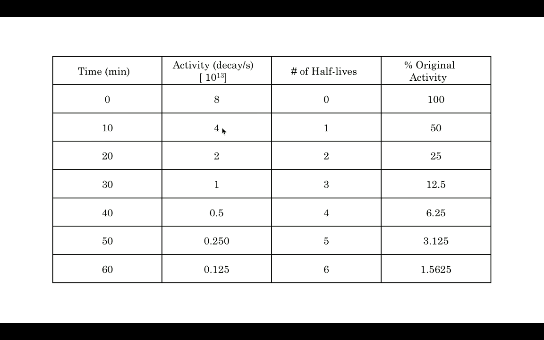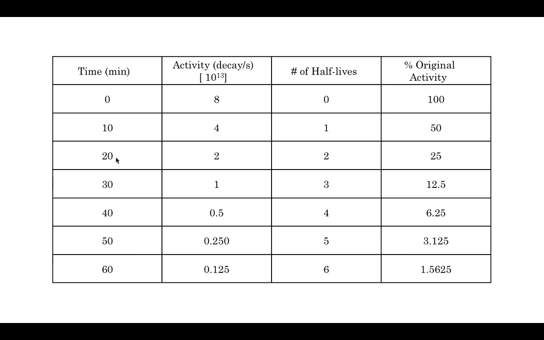At 10 minutes, we then use the Geiger counter again to measure the activity, and we find, oh, now it's down to 4. Which means that really we've gone through half. Basically, this is 1/2 of what it was before, and we call that 1 half-life. So we're down to 50% of the original activity because we started at 8 and now we're down to 4.